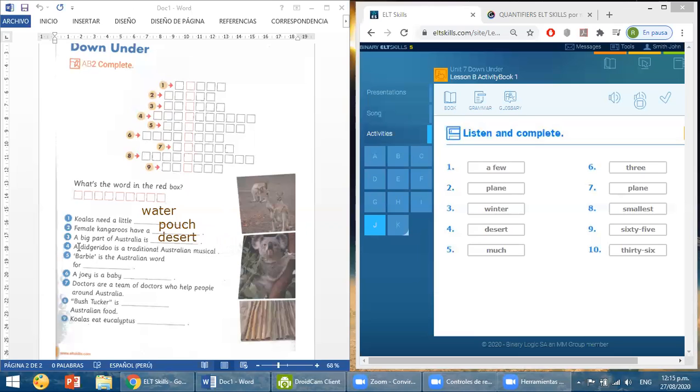Number 4, a didgeridoo. Remember, didgeridoo is a traditional Australian musical what? What is a didgeridoo? Like the guitars, like the violins, the piano. What are those things? A didgeridoo is a traditional Australian musical... remember?